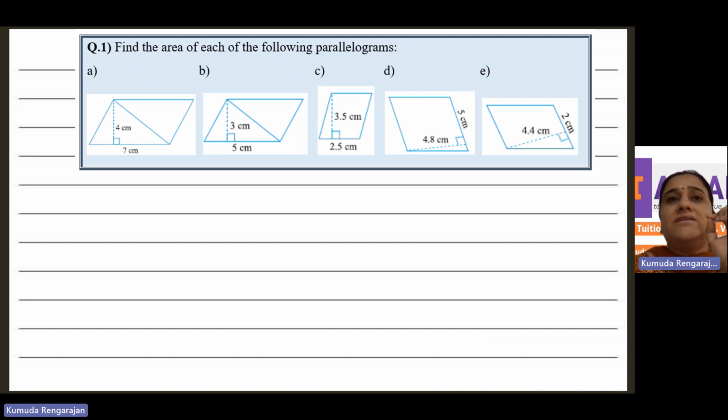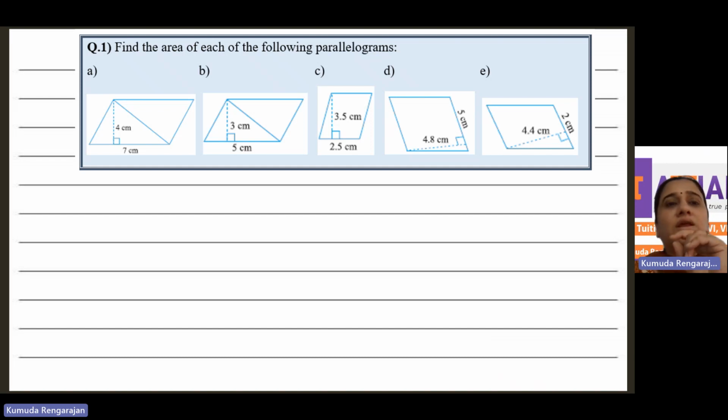Any side of the parallelogram can be taken as the base. A parallelogram has 4 sides, and any side can be taken as the base, provided you have the corresponding altitude. The altitude should fall on that base. An altitude is a line segment from the opposite vertex perpendicular to that side. So the height should fall on that side. That is very important. So base into height is the formula to find the area of a parallelogram.